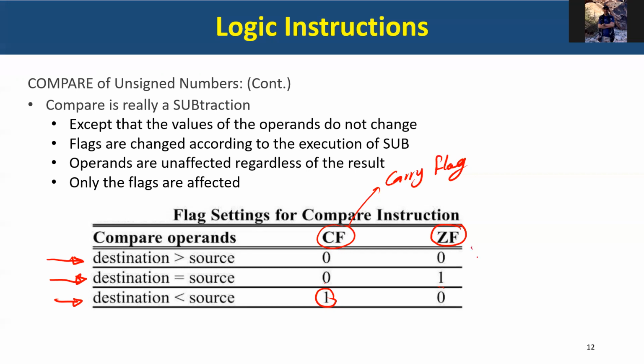So this is very important. These three rules, we can say. Again, if the destination is greater than the source, both the carry flag and the zero flag will be zeros. If they are equal, the carry flag is zero, but the zero flag will be one. If the destination is less than the source, you have a carry flag of one and a zero flag of zero.